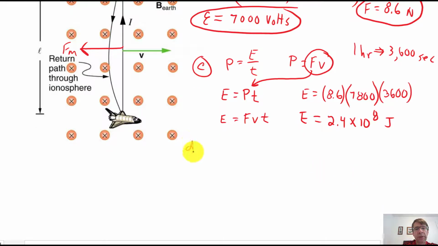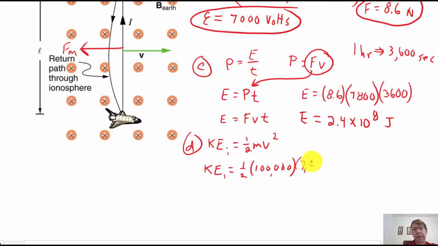So in part D, though, let's figure out what the initial kinetic energy is. Once again, going back to Physics 201. The initial kinetic energy of the system is 1/2 times the 100,000 kilograms of mass times the 7,800 meters per second squared. Don't forget to square that. I almost did. So the initial kinetic energy of this system is 3.0 times 10 to the 12th joules. That's a lot of kinetic energy.